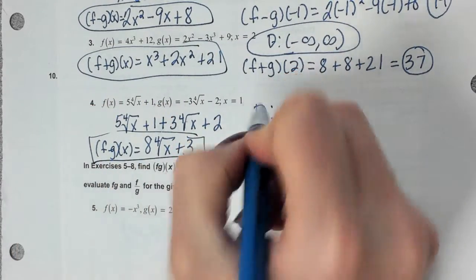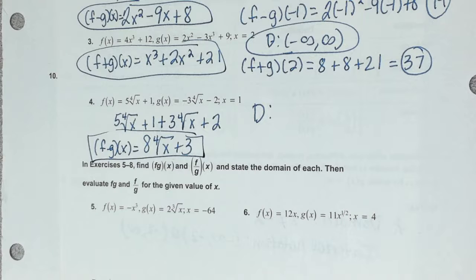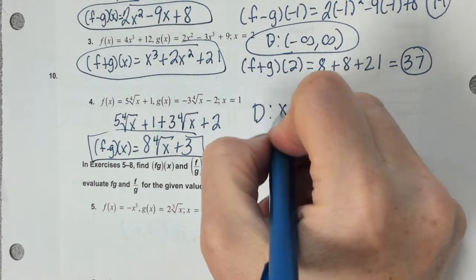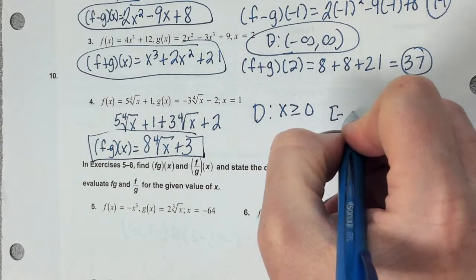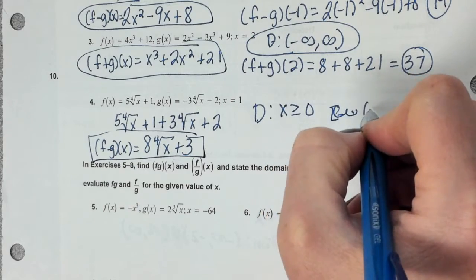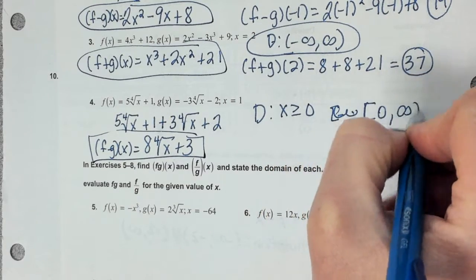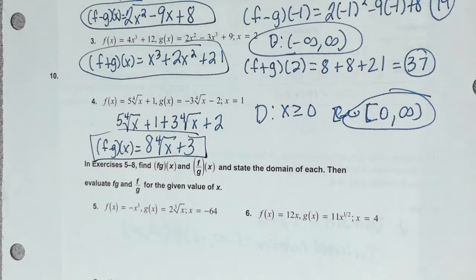Now, what about our domain on this one? We do have a 4th root. So what's our domain going to be then? Who knows? What's our domain if we have an even root? X has to be what? Greater than or equal to 0. Okay, so we can write it like that. Or we can put it in bracket 0 to infinity. Either one of those would be correct for the domain.